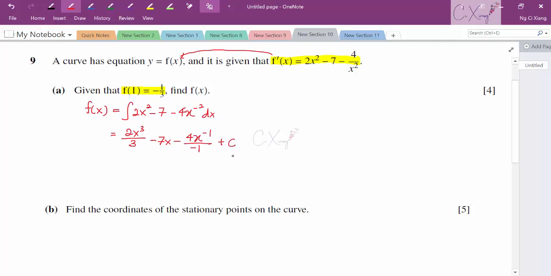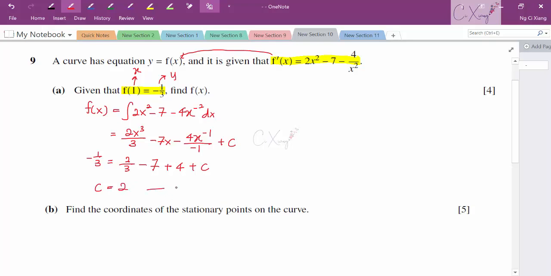Alright, so to get the value for c, we need to use the information here, where x equals 1 and this is the value of y. So we are having negative 1 over 3. Substitute 1 into the equation, and we are having plus 4, then plus c. From here, we are able to get the value of c, which equals 2.